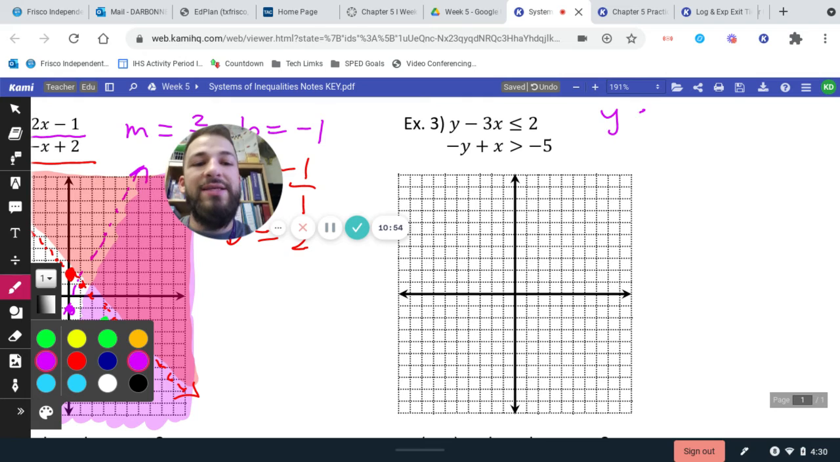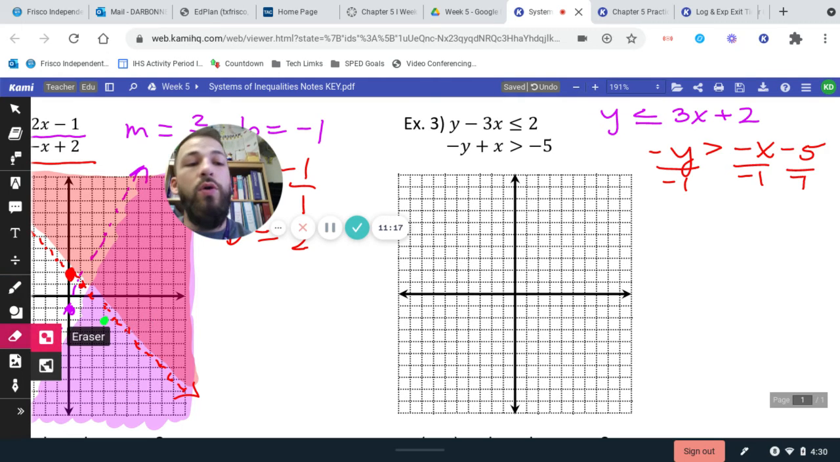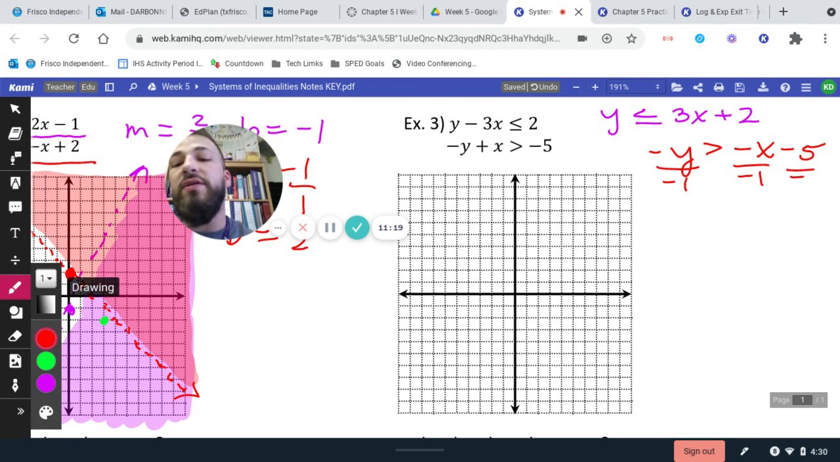We get y is less than or equal to positive 3x plus 2, because I just added that 3x over to the other side. This one, I need to subtract x over to the other side first. So negative y is greater than negative x minus 5. Then I need to divide everything by negative 1. And remember, when we divide by a negative, not only do we switch the signs of all the numbers, we also switch the sign of our inequality. So this becomes y is less than x plus 5.